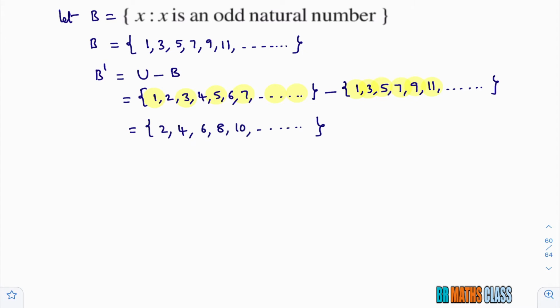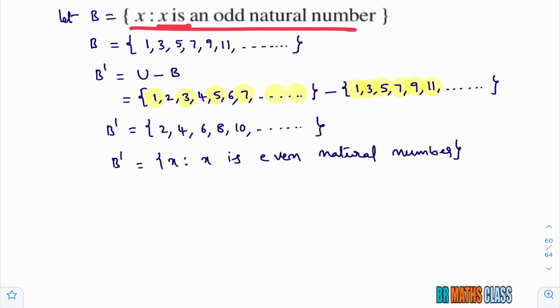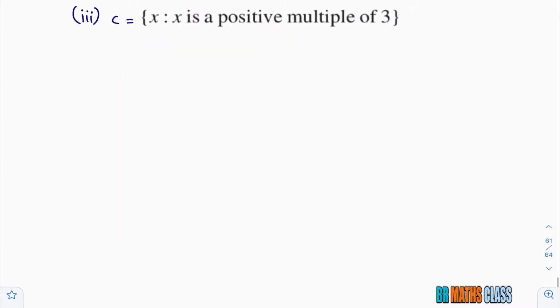You can stop this problem here, but you can write it like this also. B dash equal to {x such that x is an even natural number}. Even natural number, right? That is the complement of the given set B. I hope you understand. In the third part, they have given it like this: {x such that x is a positive multiple of 3}.